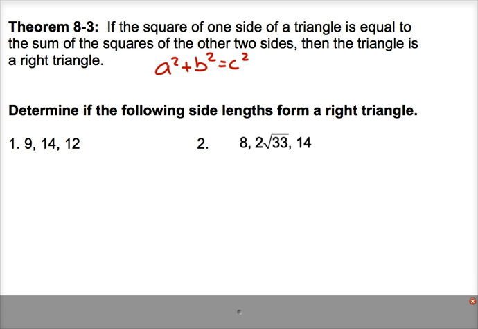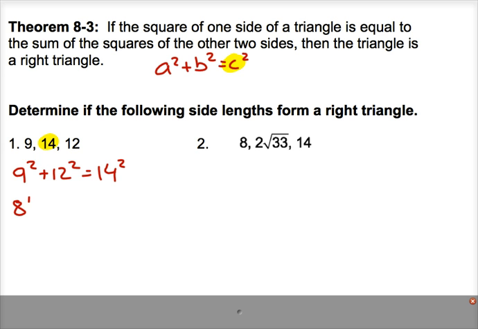So it says, determine if the following side lengths form a right triangle. The most important thing is remembering that the largest side of the triangle has to be the hypotenuse. So for number 1, I have to make sure that the 14 goes in for c squared. So let's check and see if it works. Does 9 squared plus 12 squared equal 14 squared? Well, let's go through and check.